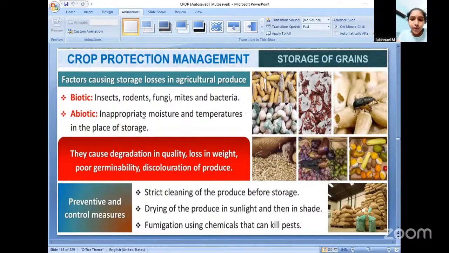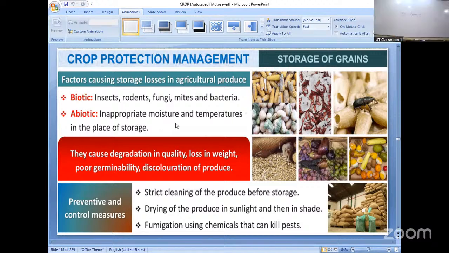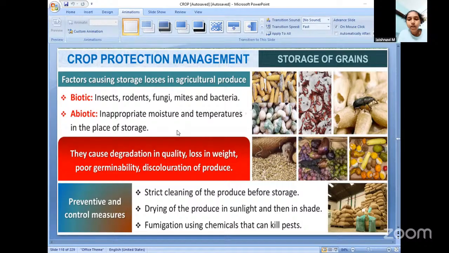Ma'am, storage in winters becomes difficult. At that time, what? Where can it be stored? Ma'am, in winter storage becomes very difficult because of the mosquitoes.